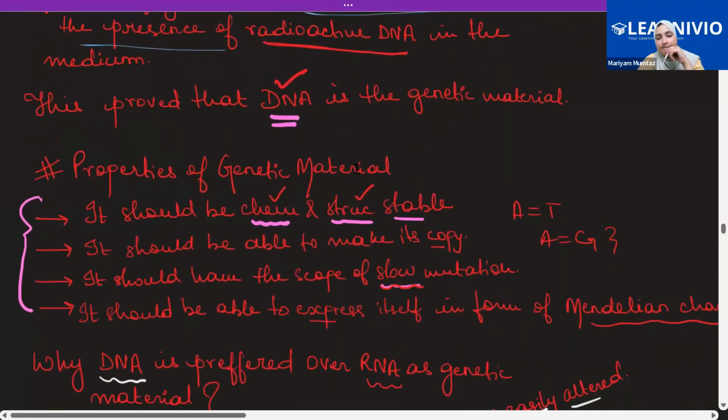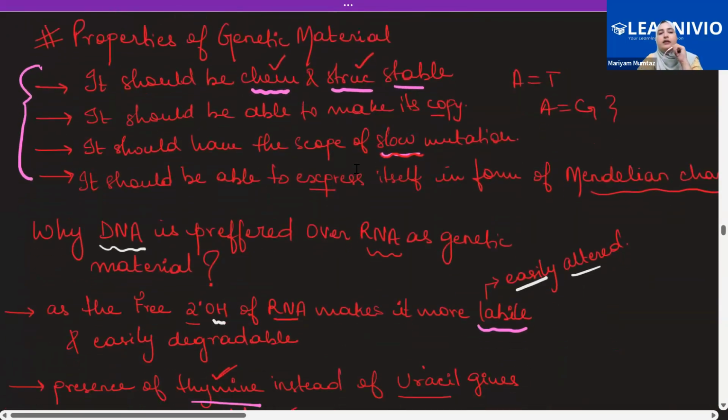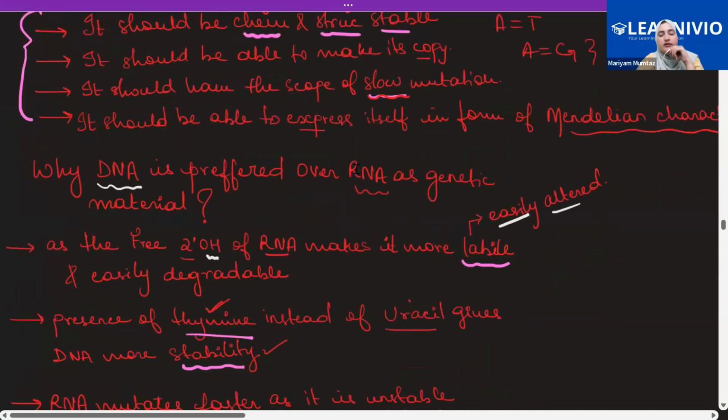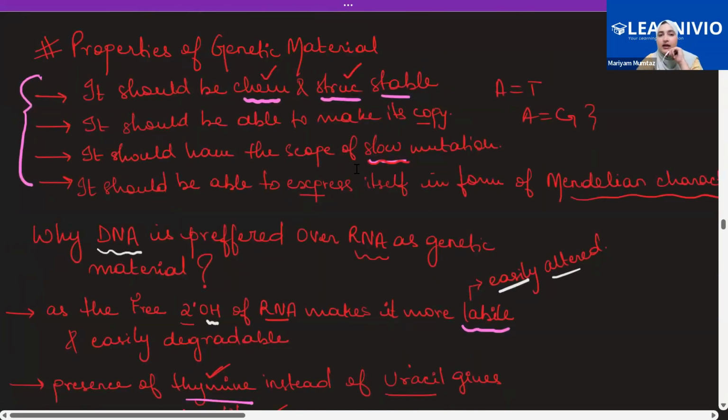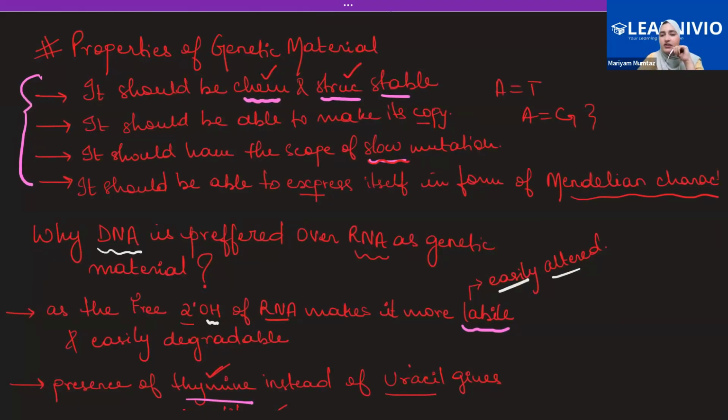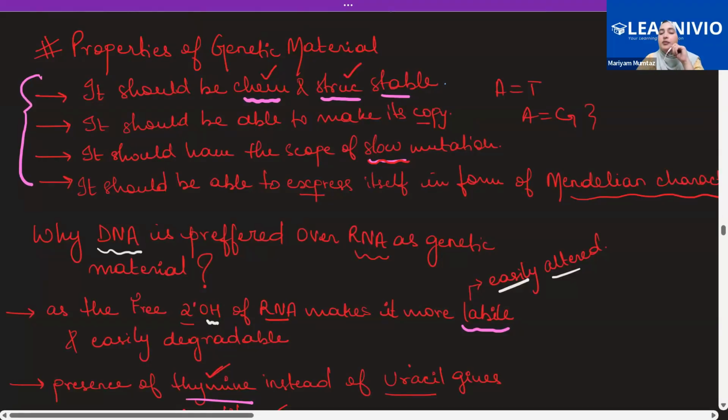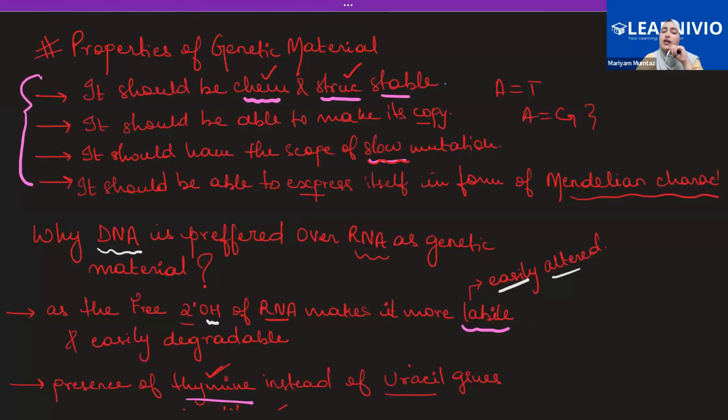Now the properties of a genetic material. What all things it should have. It should be chemically and structurally stable. It should be able to make its copy, meaning replication can be done. It should have the scope of slow mutation, not fast, not sudden, but slow and steady mutation. And it should be able to express itself in the form of Mendelian characters, right? It should be expressing itself in every generation.